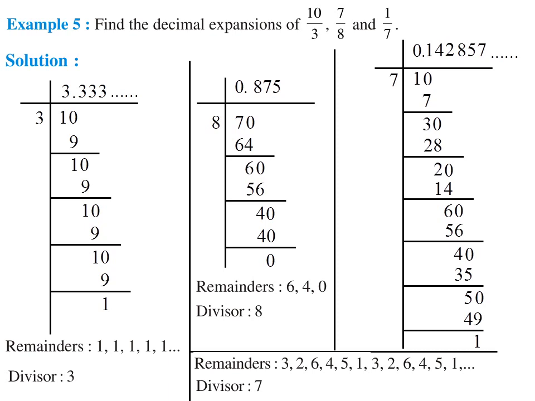Now what you have seen in this question is that the remainders will come infinite times in a pattern: 3 2 6 4 5 1, again 3 2 6 4 5 1, and that will go on for infinite times. In this question my divisor is 7. So in these three divisions you have seen the remainder pattern. Let's discuss what you have observed in these three questions.